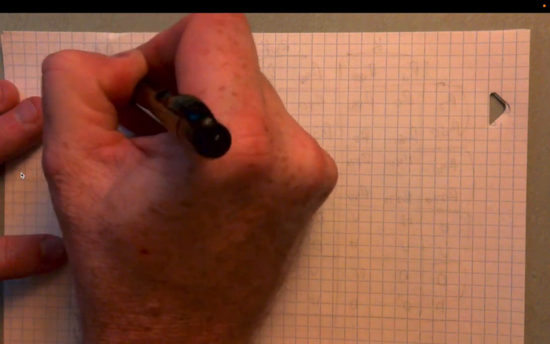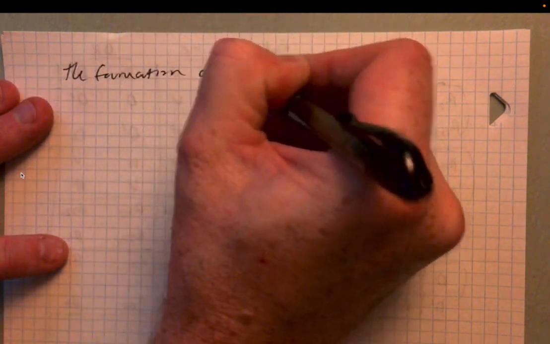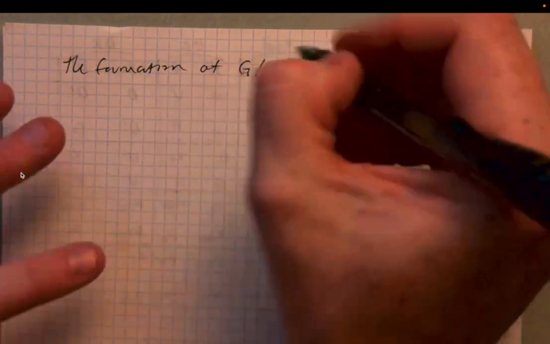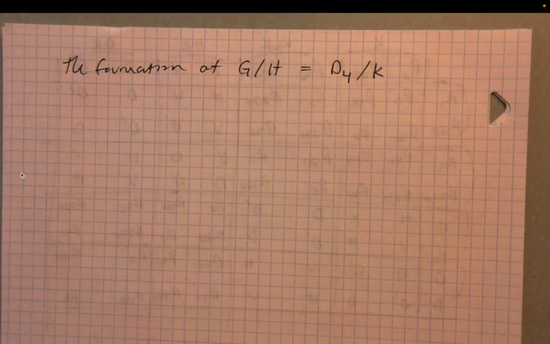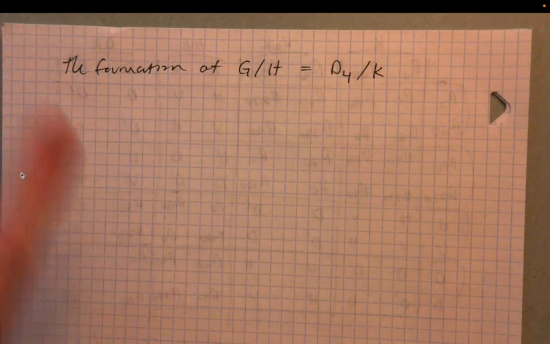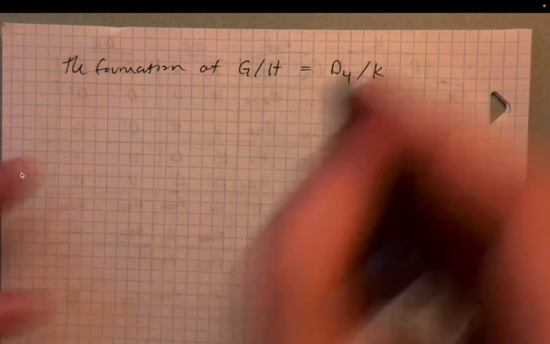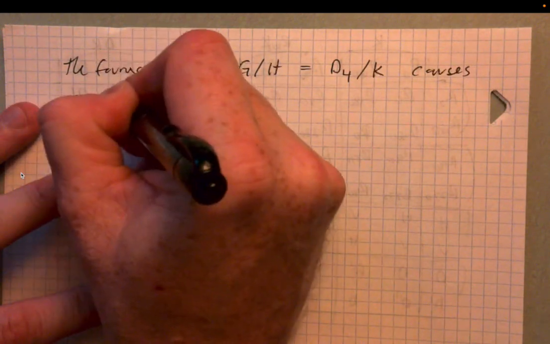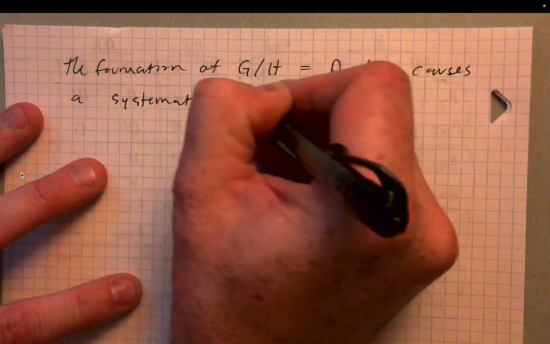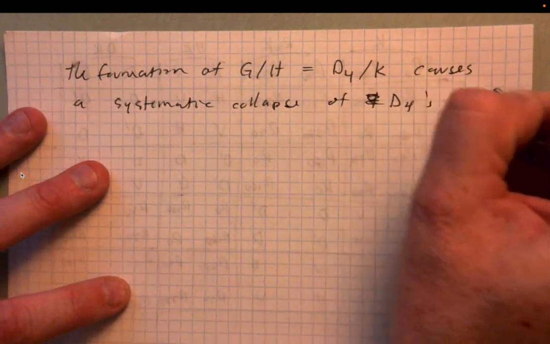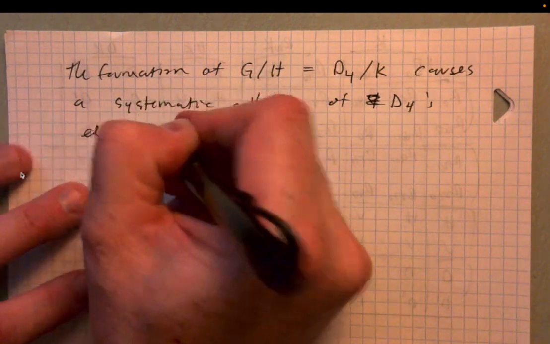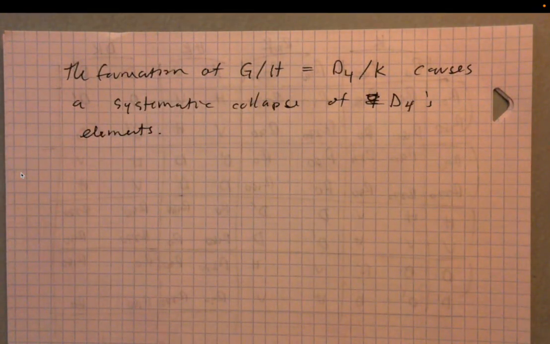Okay, all right, we can see that basically the formation of the factor group, the formation of G mod H, in our case D4 mod K, causes a systematic collapsing of the elements of the group D4.